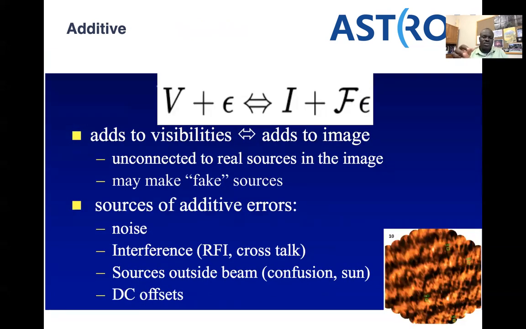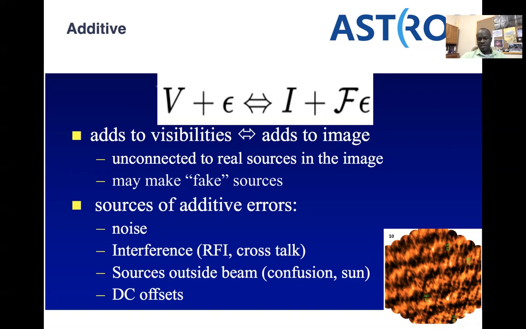And to illustrate what this could look like, of course, additive errors have nothing to do with your real sources. They come as fake sources within your image in your image plane. And the sources of this could include noise, it could include RFI, it could become some kind of confusion or things like the sun that gets into your side lobes. It could also be some direct current offsets, what you call DC offsets.